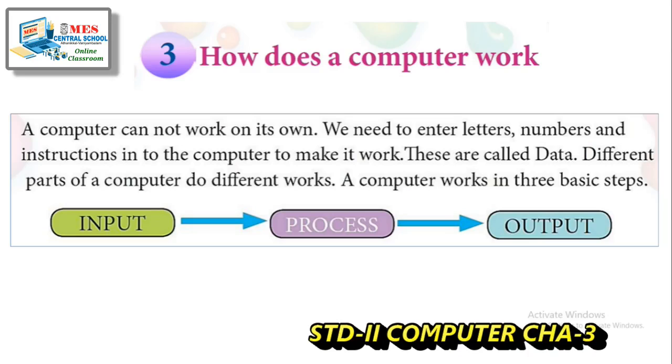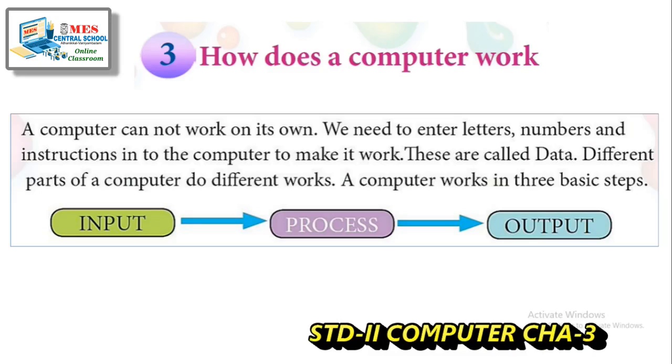We need to enter letters, numbers, and instructions. These letters, numbers, and instructions are called data. So what do we want to give the computer to do something? We want to give data. What is data? Whatever things we are entering into the computer, such as letters, numbers, and instructions, to make it work.